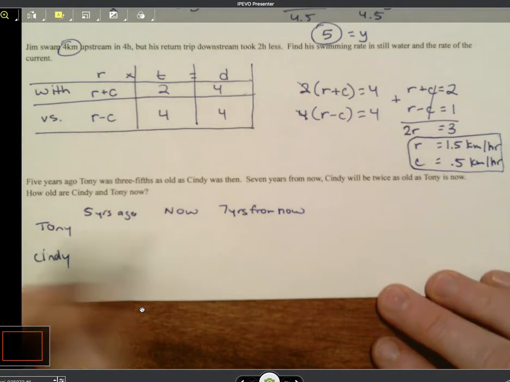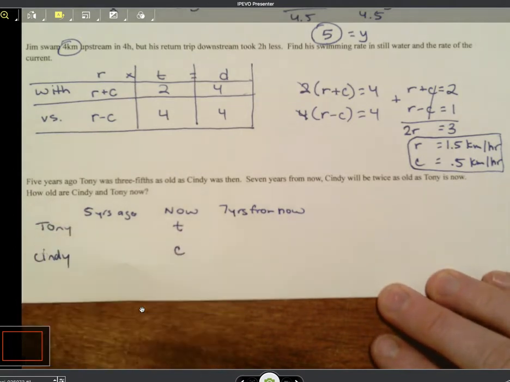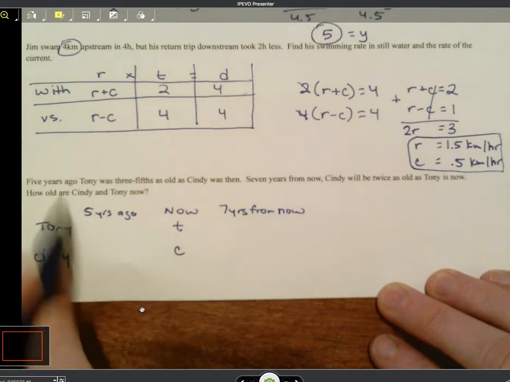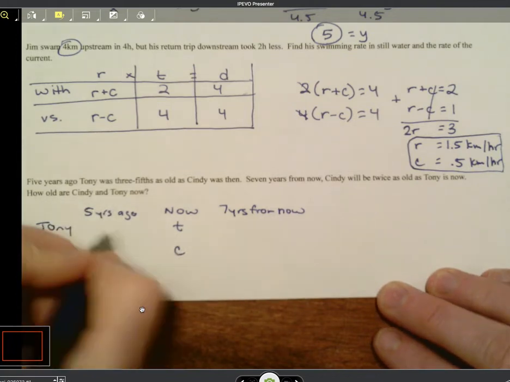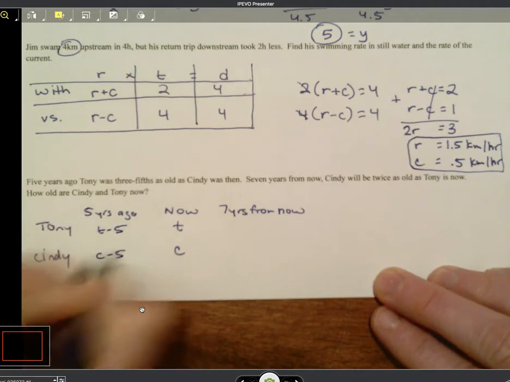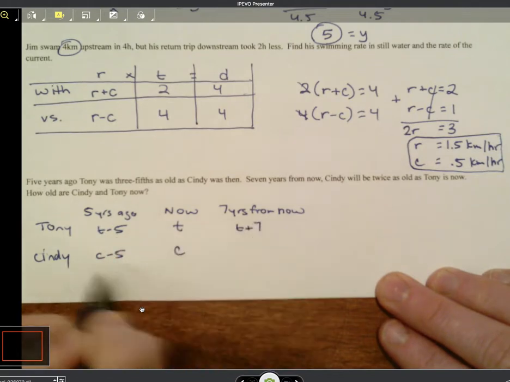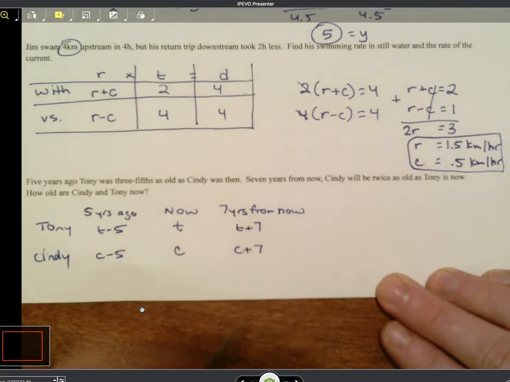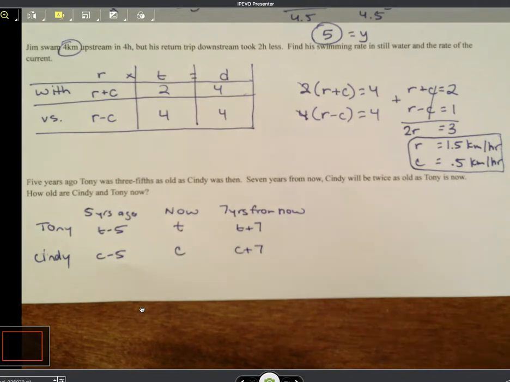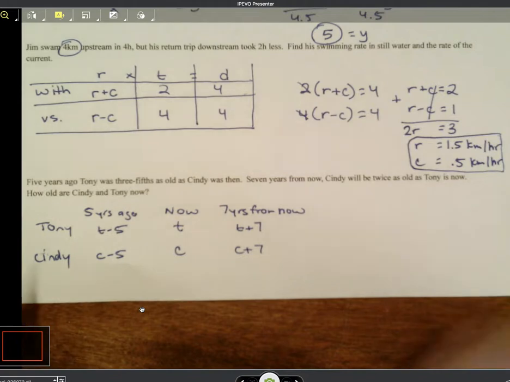So we'll make Tony's age now T, and Cindy's age now C. So 5 years ago, Tony was T minus 5, and Cindy was C minus 5. 7 years from now, Tony will be T plus 7, and Cindy will be C plus 7. I'm just writing some algebraic expressions because I know I'm going to need to figure out the relationships.